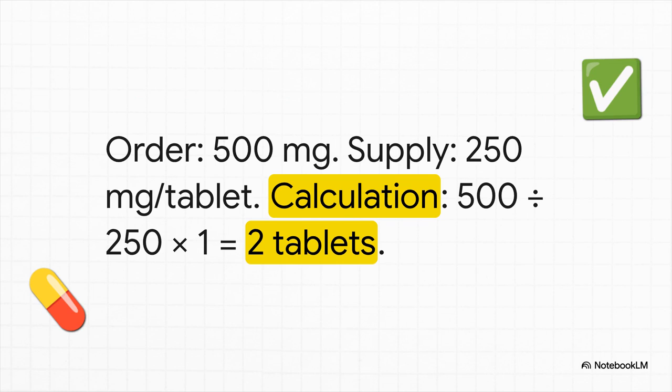Let's say the order is for 500 milligrams. You have 250 milligram tablets, so desired is 500, what you have is 250, you just plug it in. 500 divided by 250 times 1 tablet for the vehicle, and that gives you 2 tablets.